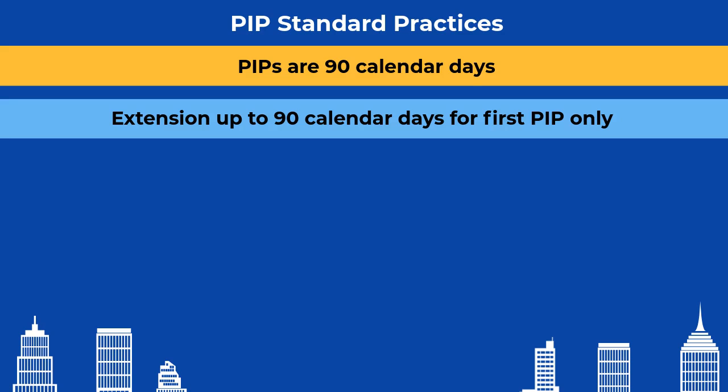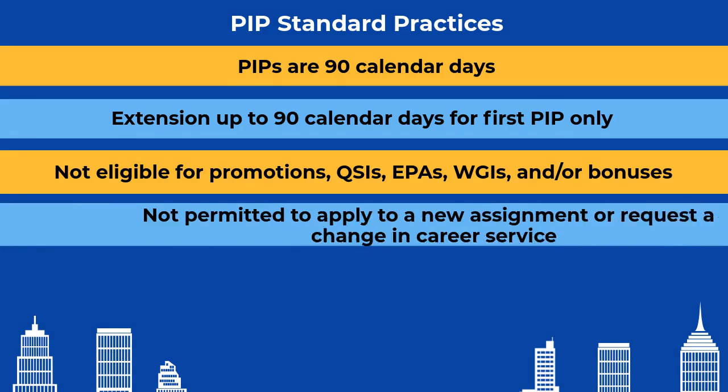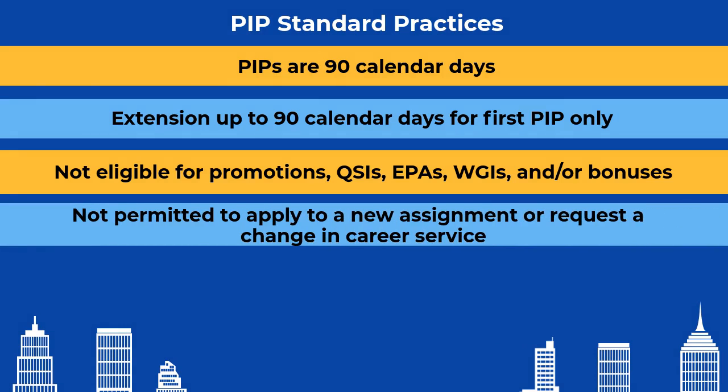An employee receiving a not meeting expectations in their performance summary is not eligible for promotions, quality step increases, exceptional performance awards, within grade increases, and/or bonuses. An employee on a PIP is not permitted to apply to a new assignment or request a change in career service, except in rare cases with sub-career service head approval, in order to give consistent opportunity to improve performance.